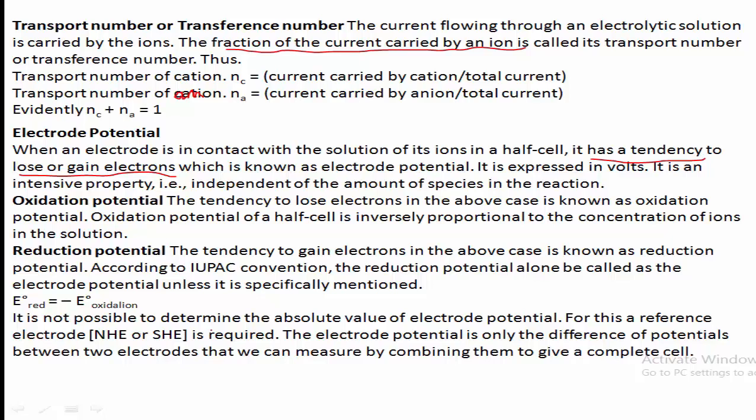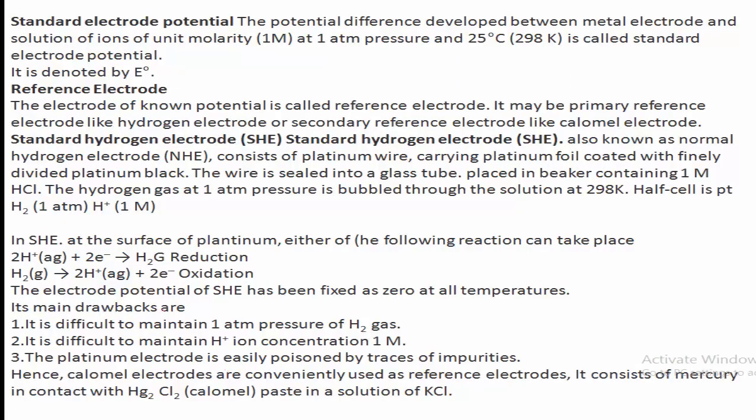It is not possible to determine the absolute value of electrode potential. For this, a reference electrode, that is the normal hydrogen electrode or standard hydrogen electrode, is required. The electrode potential is only the difference of potentials between two electrodes, which we can measure by combining them to give a complete cell. The standard electrode potential is the potential difference developed between a metal electrode and a solution of its ions of unit molarity at 1 atmosphere pressure and 25 degrees Celsius temperature. It is denoted by E naught.